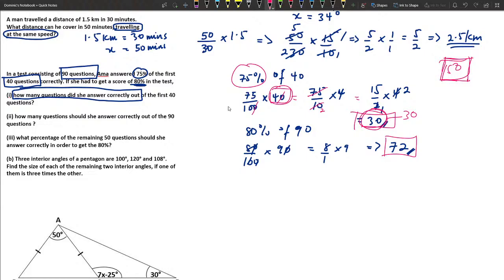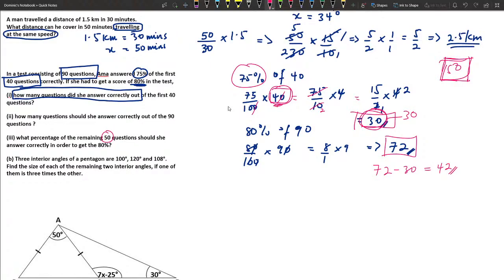Now, in order to get 80% of the 90 questions correct, Amma should be able to answer 72 questions correct. Already, we know Amma has answered 30 correct. For Amma to get 80%, which is the pass mark, she needs to answer 72 correct. Out of the 50 that is left, how many questions should Amma answer to get the 72? This is very simple. All you need to do is subtract 72 minus 30, and that's going to give us 42.